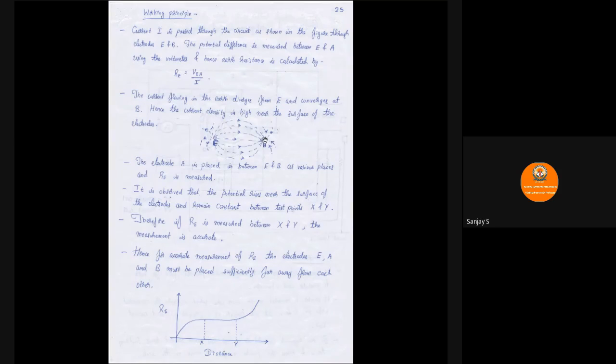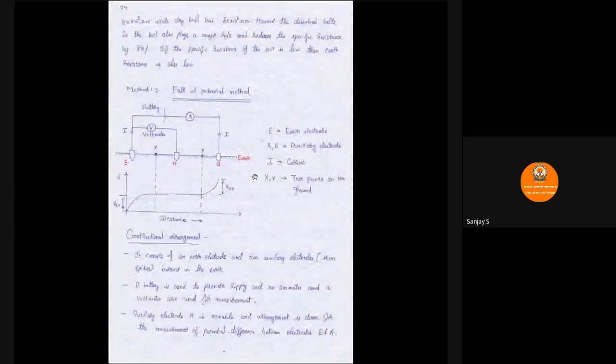So the current density is basically high near the surface of the electrodes. And then electrode A is basically placed between E and B. As you can see, this electrode A is placed at different regions over here. E and B positions are always fixed, but the position of A will continuously be changed.